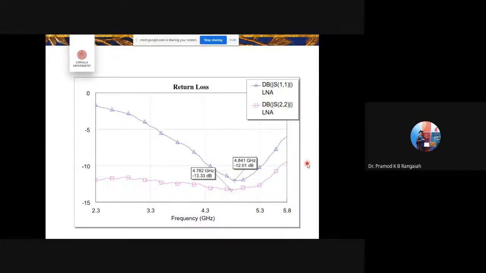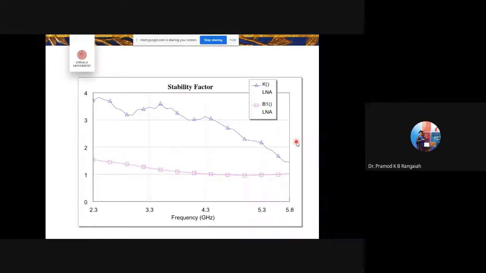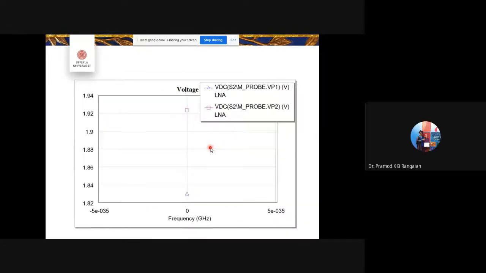So in this design, the challenge is that S11 and S22 have to be good. S22 is good on the left-hand side. Output matching is good, but input matching has to improve properly. So optimization of your microstrip line and LC resonance has to be done again and again to make a good circuit. And stability is achieved. Mu should be greater than zero and K should be greater than one. That's achieved. So stability achieved, noise figure achieved, gain achieved, but return loss is not.